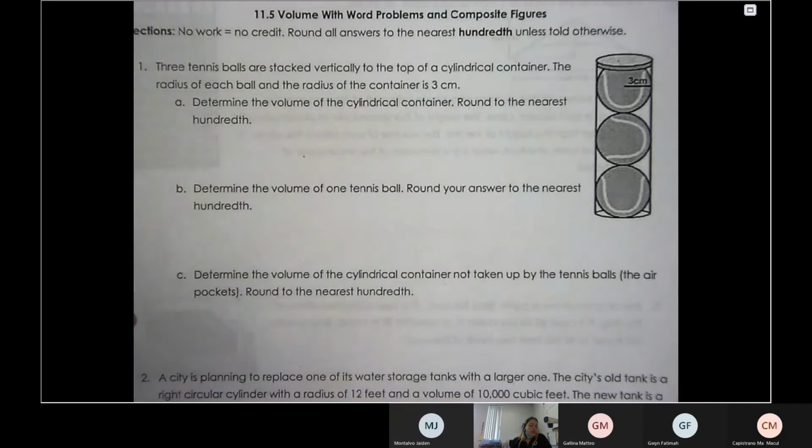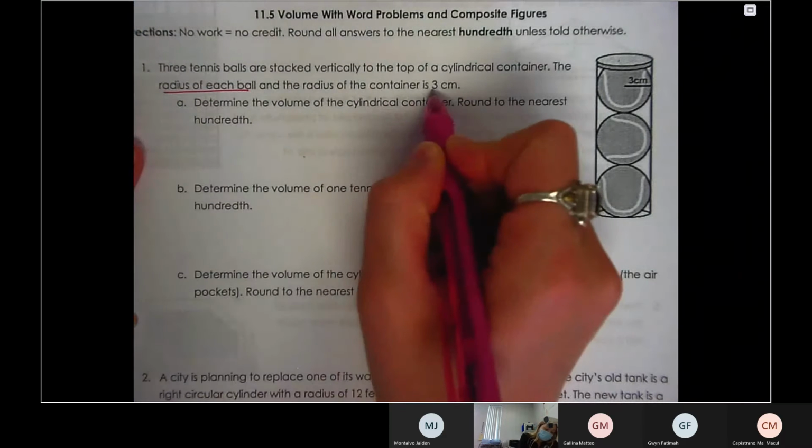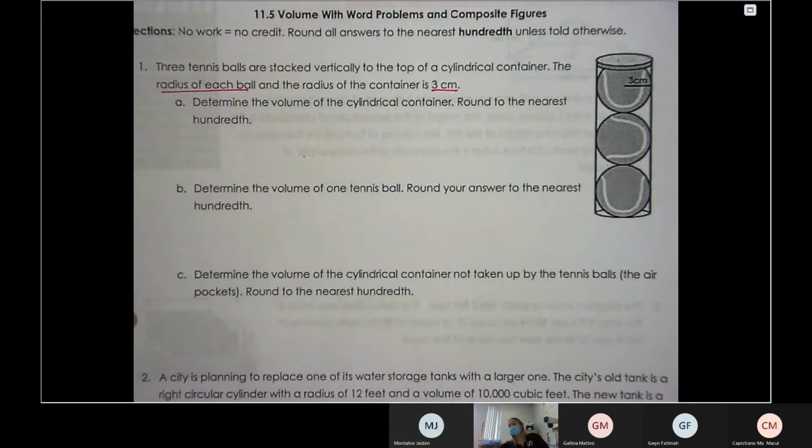So the question says, 3 tennis balls are stacked vertically to the top of a cylindrical container. The radius of each ball and the radius of the container is 3 centimeters. Before we read the question, let's underline what's important. What part of that question is important? Radius of the ball is 3 centimeters. Good. What else is important?